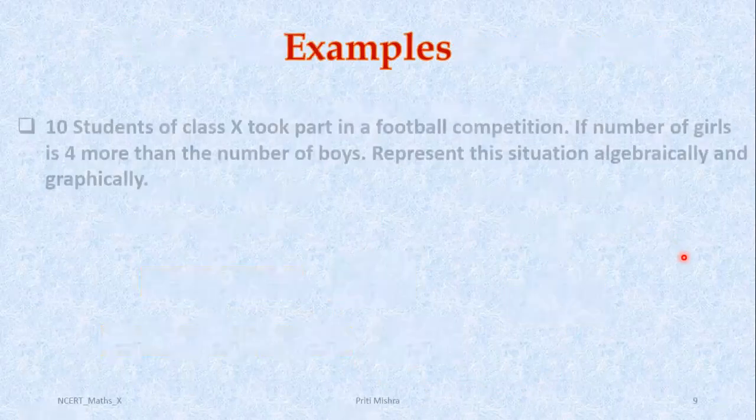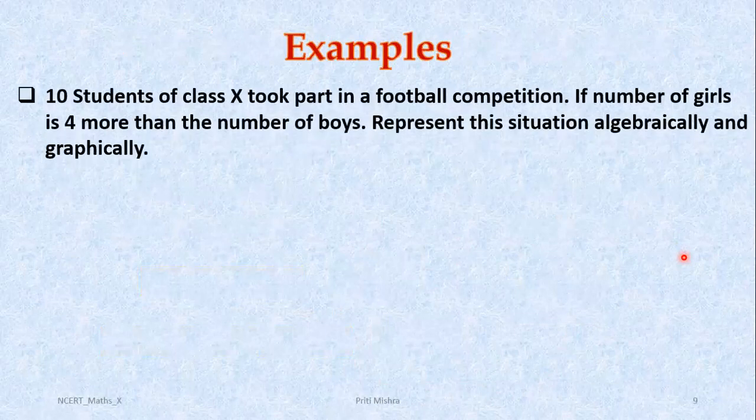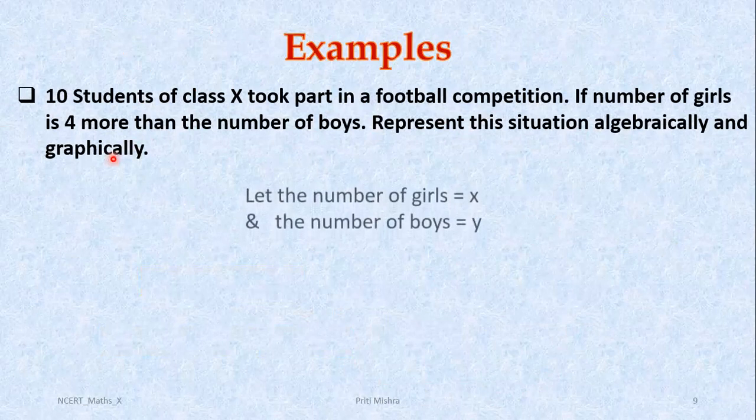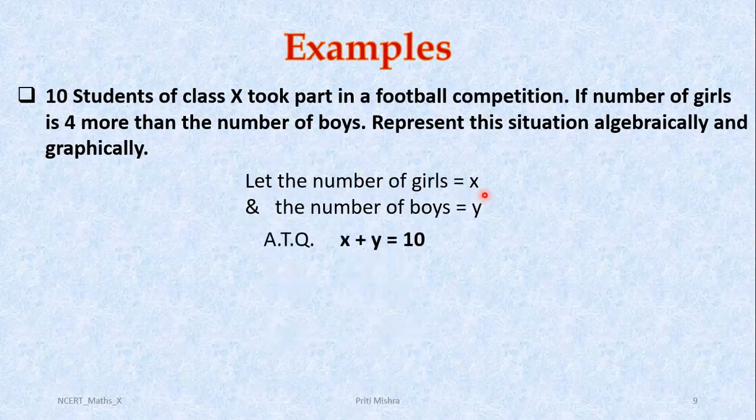Now let's look at some examples based on these systems, or these behaviors of lines. So the first question is: 10 students of class 10 took part in a football competition. If the number of girls is 4 more than the number of boys, represent this situation algebraically and graphically. So let the number of girls be x and the number of boys be y. Then according to the question, the total number of students is 10. And we are assuming that the number of girls is x and the number of boys is y. So we can write here, according to the question, x plus y is equal to 10.